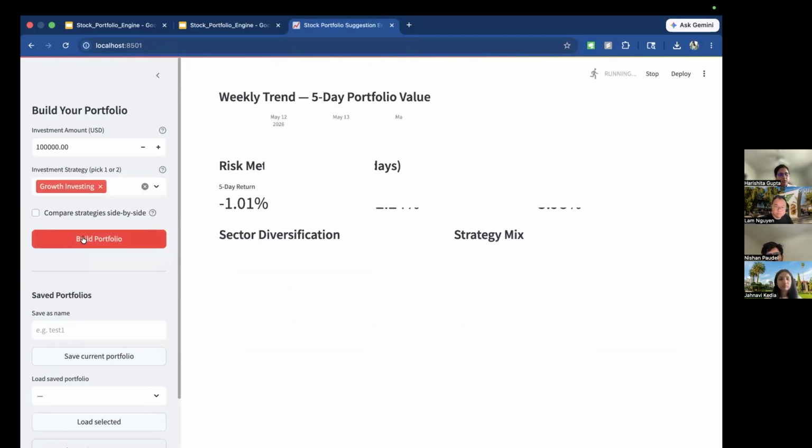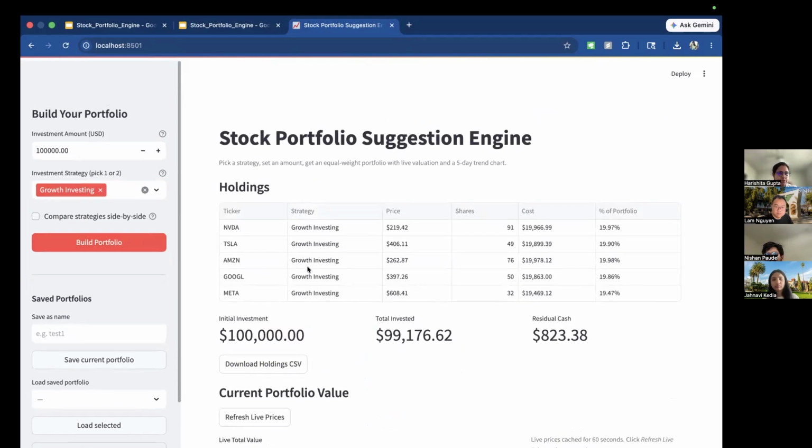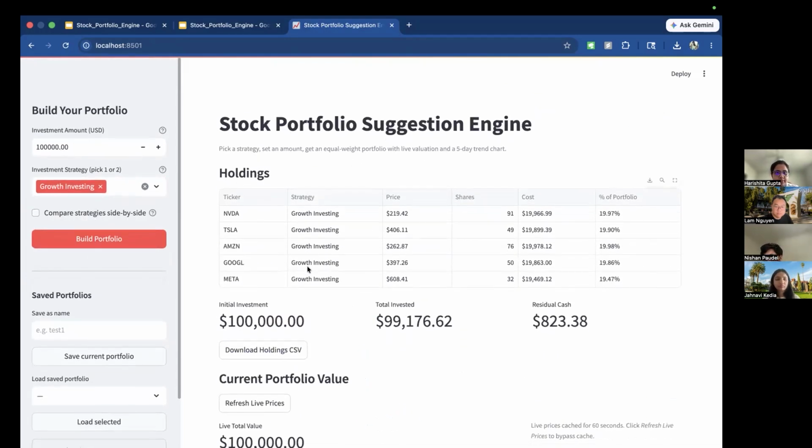So when we build the portfolio, if you scroll up, we see that it has divided the money across 5 growth stocks. It has selected the top stocks, which are Nvidia, Tesla, Amazon, Google, and Meta. For Nvidia, the price is $290 right now, and this is all live data that you are seeing over here. If we are buying 91 shares of Nvidia, it will cost around 19,000 plus, and the portfolio allocation will be around 19%.